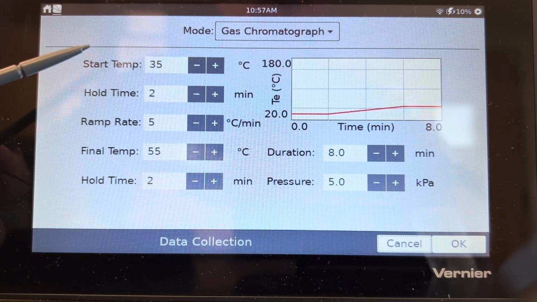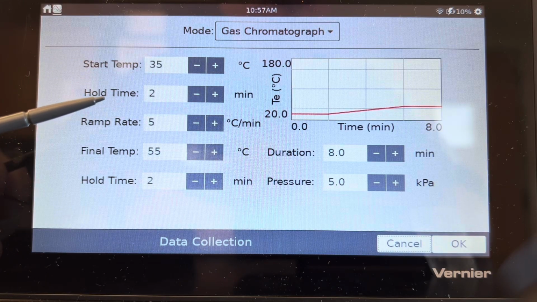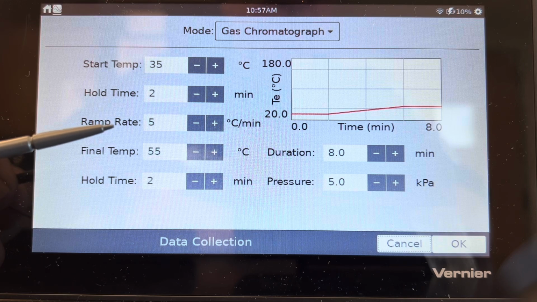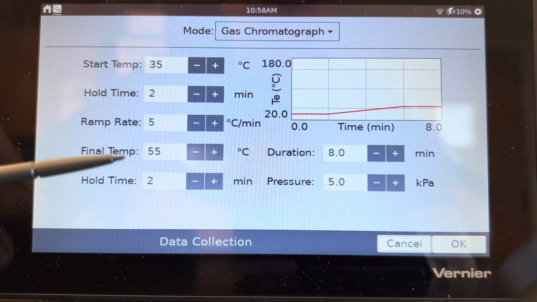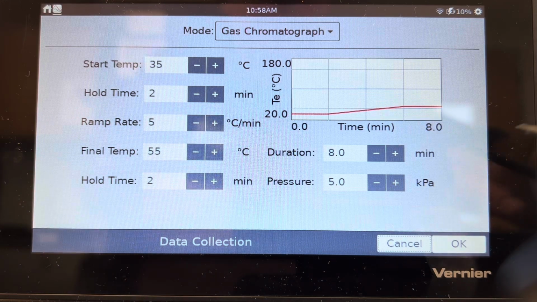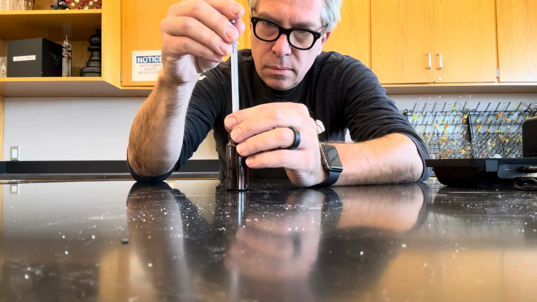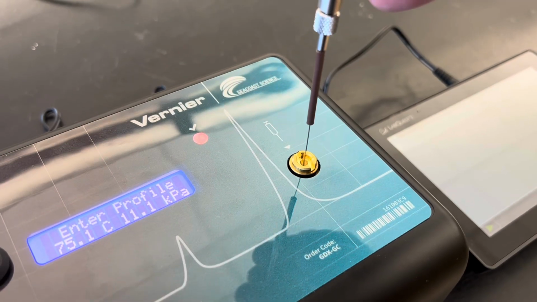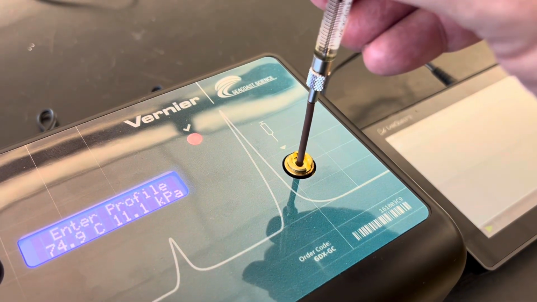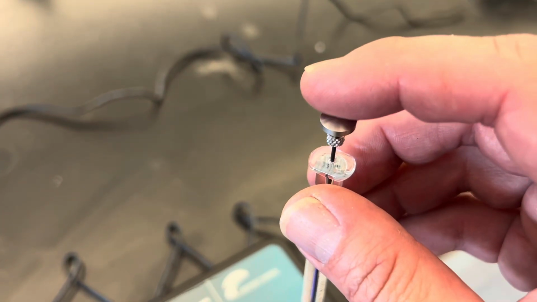Your gas chromatograph will likely need to be programmed for its test run. This includes choosing a starting temperature, a hold time if you want the temperature to remain constant for part of the run, a ramp rate if you want the temperature to slowly increase during the run, and a final temperature and a final total time. Once the program is set, it's time to draw up a small sample inside this special syringe, which is then placed inside the gas chromatograph. The plunger is then pressed the moment the data collection starts, releasing the molecules into the column.